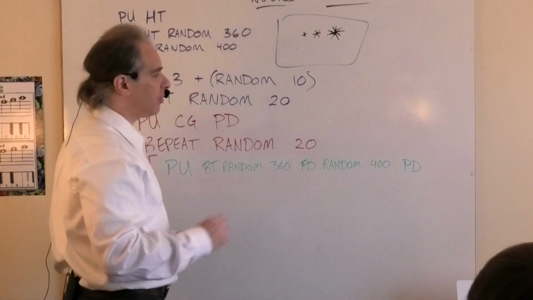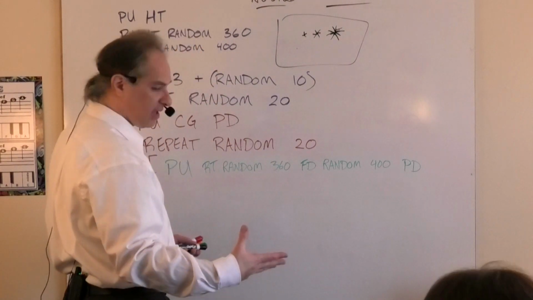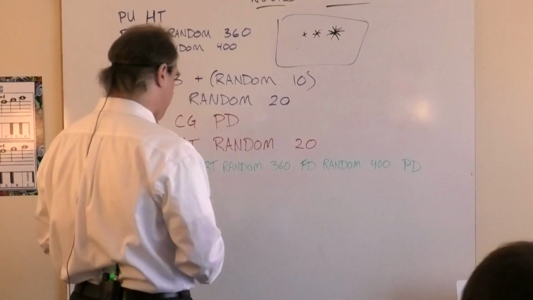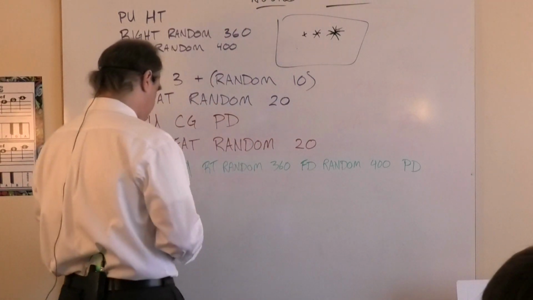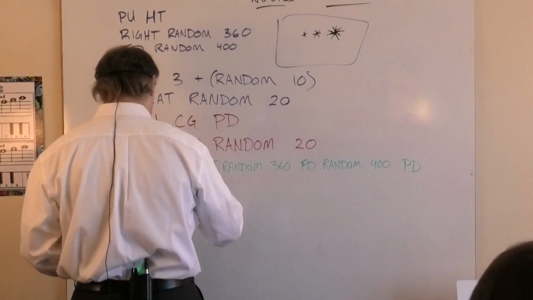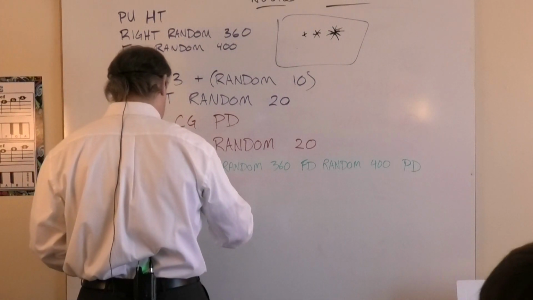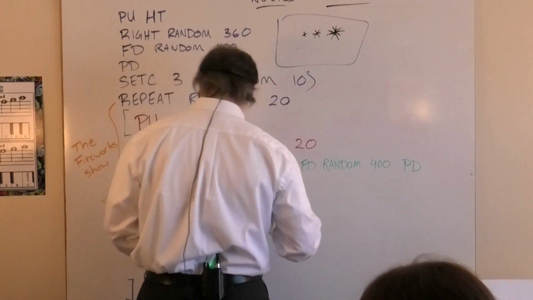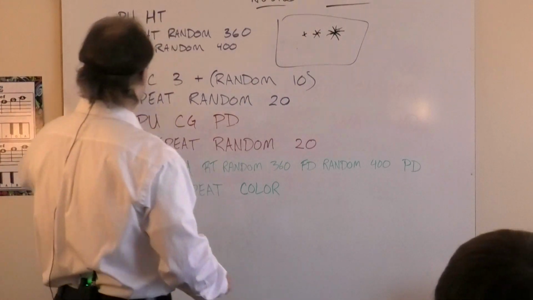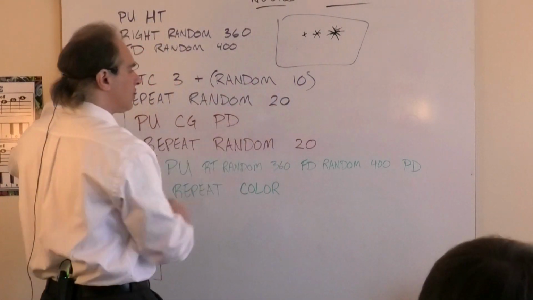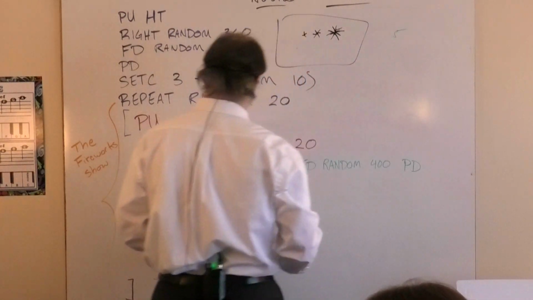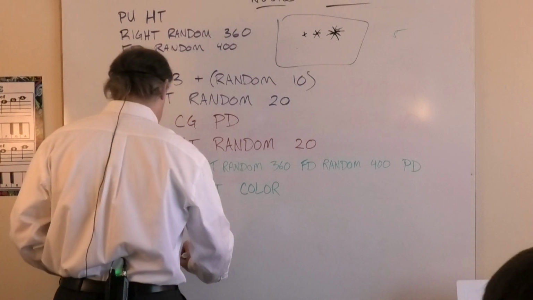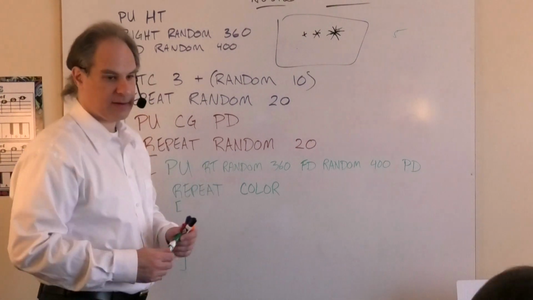So we need to have some variable that's going to increment, but I haven't shown you the variables yet. So I use the color. So I say repeat color. We don't actually know what color is because the set color was a random 10. So it could start with like 5. So this would be repeat 5. Does that make sense?